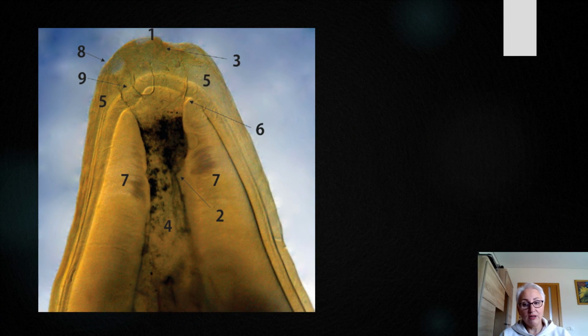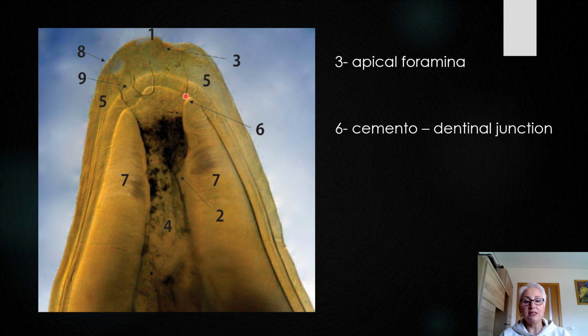Now let's talk in detail about the anatomy of the root apex. We have three main zones: the apical foramina, the cementodentinal junction, and the apical constriction. So let's talk more in detail about all these three parts.